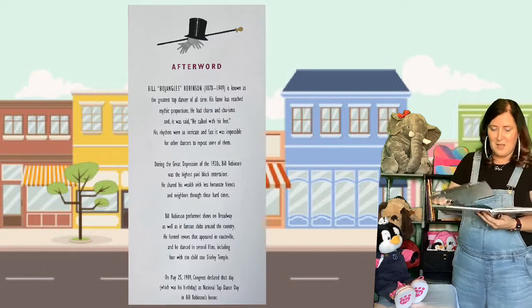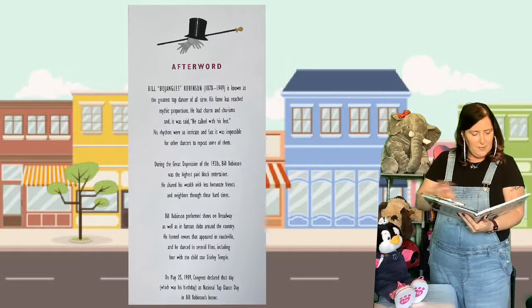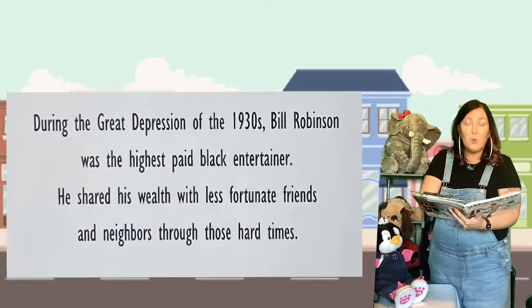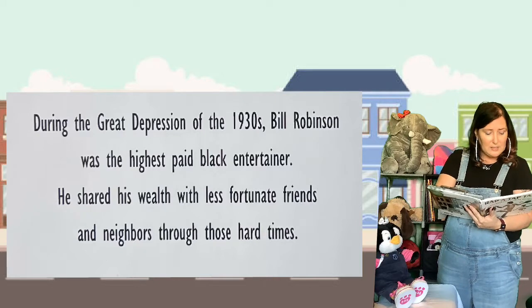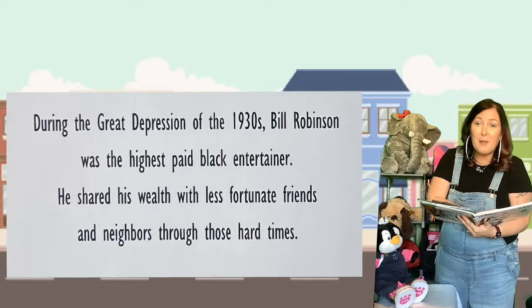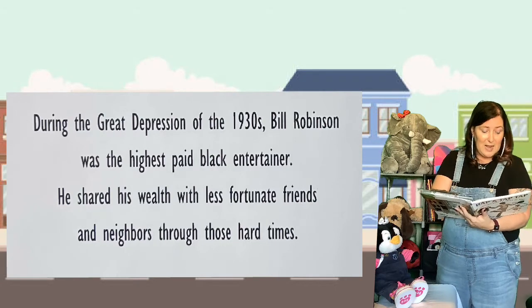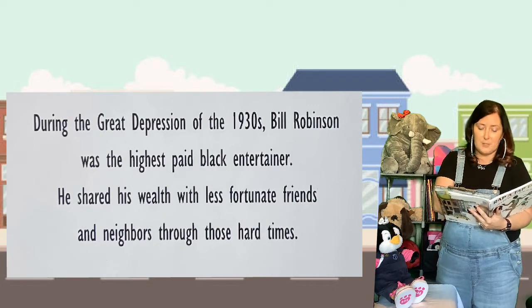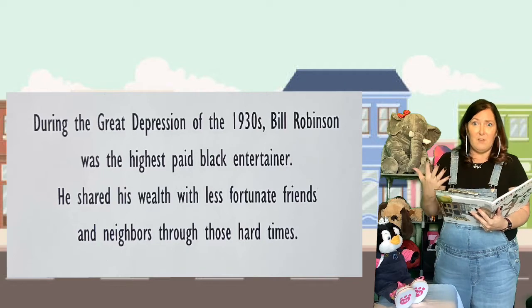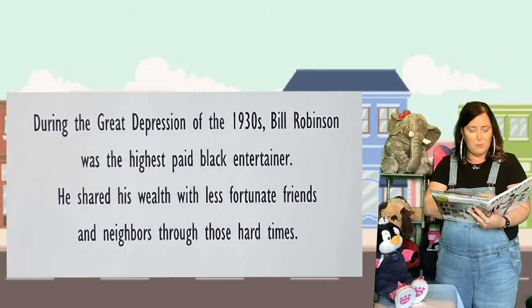Isn't that amazing? And so I'm going to read to you guys this paragraph right here. It says, during the Great Depression of the 1930s, Bill Robinson was the highest paid Black entertainer. He shared his wealth with less fortunate friends and neighbors throughout those hard times. And so he was definitely a giving person and helped his friends and helped people.